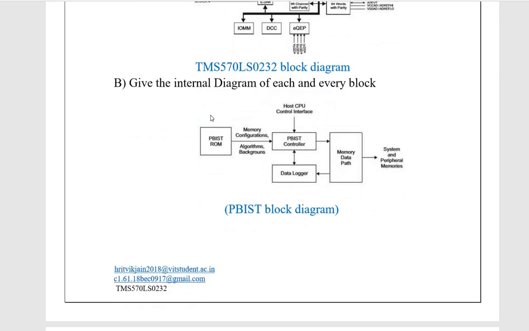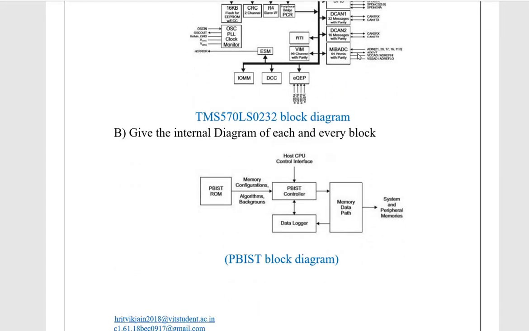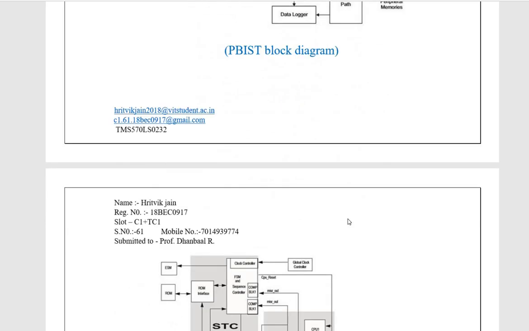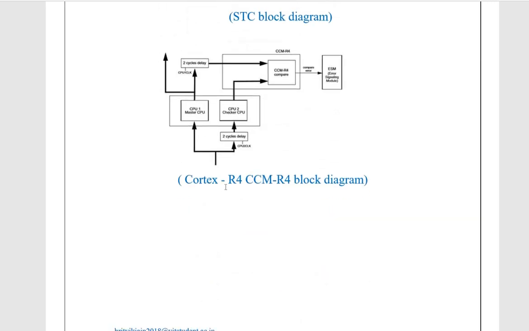Now these are the parts which are used in this main block diagram. This is the block diagram of PBIST. In this, PBIST ROM consists of the PBIST controller and micro data path, and similarly the STSC block diagram. In this, the ROM interface is there and it is passing values to the FCM, and here is the structure of this, and this is the Cortex R4 CCM R4 block diagram.